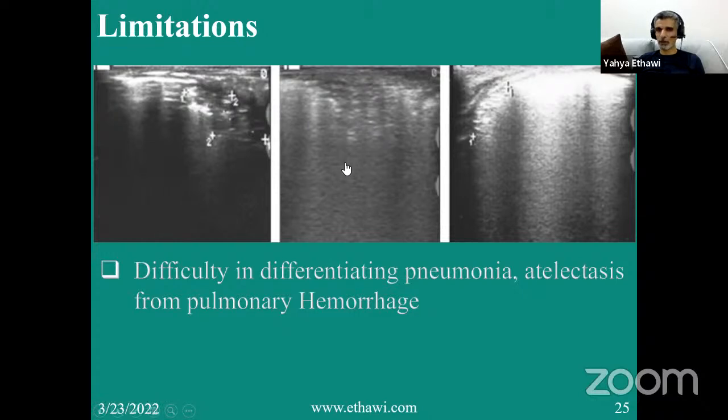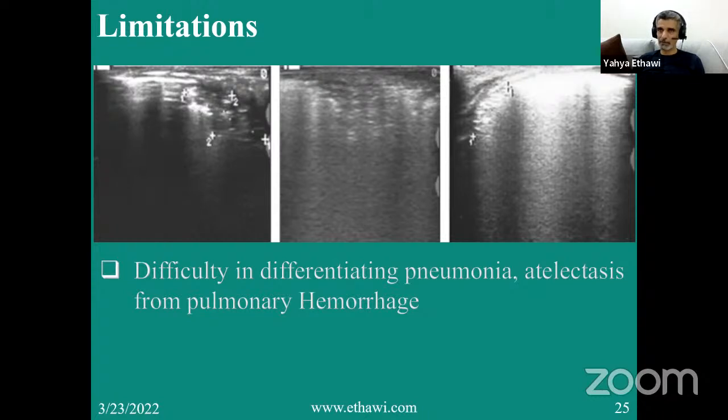The air bronchogram goes deeper with obvious B lines starting inside and outside. So this is more like pulmonary hemorrhage, but sometimes it's very difficult. In this situation, it can be pulmonary hemorrhage, but it also can be fluid. So in short, lung ultrasound cannot tell you this is pneumonia, this is atelectasis, or this is hemorrhage. It can tell you that you are losing the architecture of the lung.